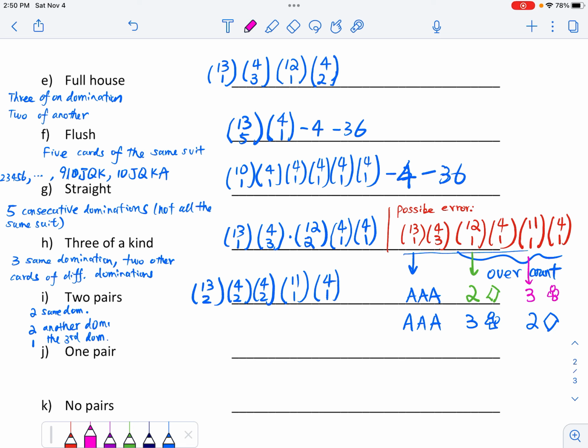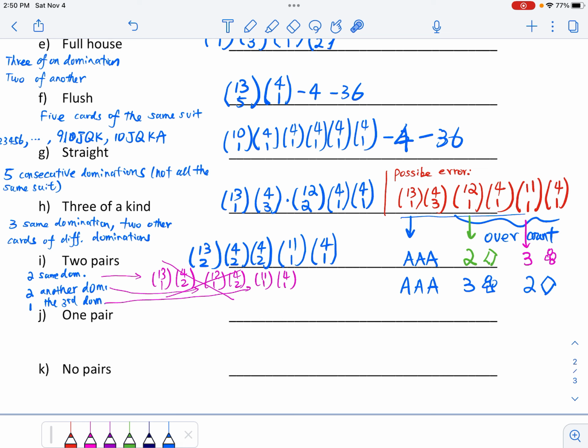A possible mistake is some people say, okay, the first one 13 choose 1, 4 choose 2. For the second one, 12 choose 1, 4 choose 2. And then for the very last one, 11 choose 1, 4 choose 1. This will not be correct because when you do that, you consider the order matters, but the order really doesn't matter.